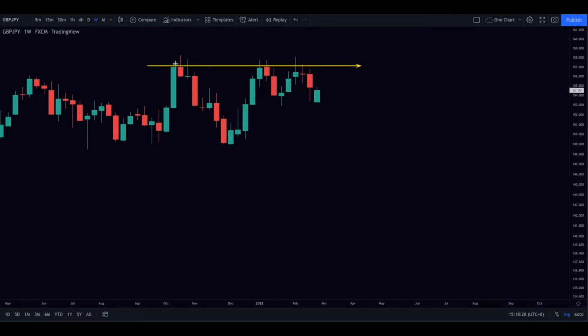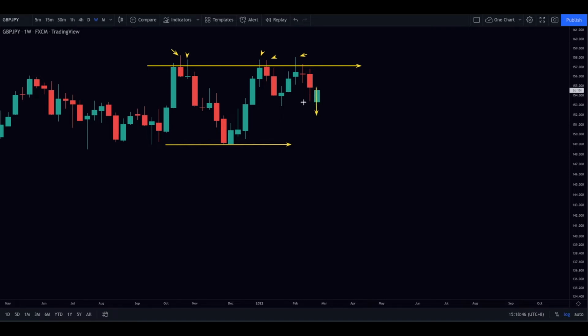We can also see that some sort of resistance was formed here because we got a rejection, rejection, rejection, rejection, and rejection. These candles couldn't close above that. And then we can also see that a support was formed here. We can anticipate price to come down to form this bottom wick.